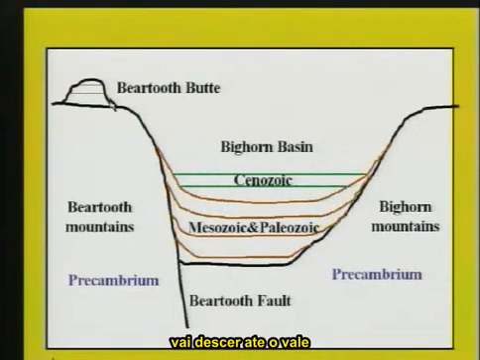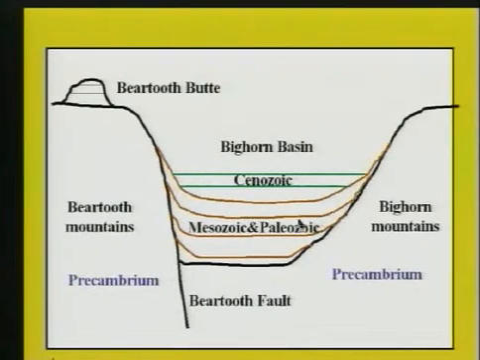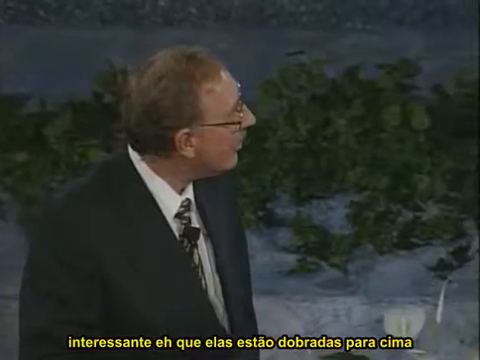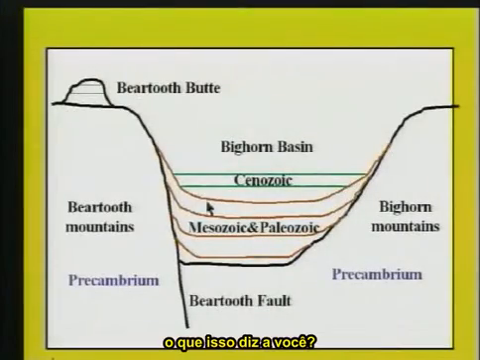It'll cascade down into the valley. Now, if you look at the layers along these mountain ranges and in this valley, you will see, interestingly, that they are folded up on the sides, like that. Can you see that? What does that tell you?